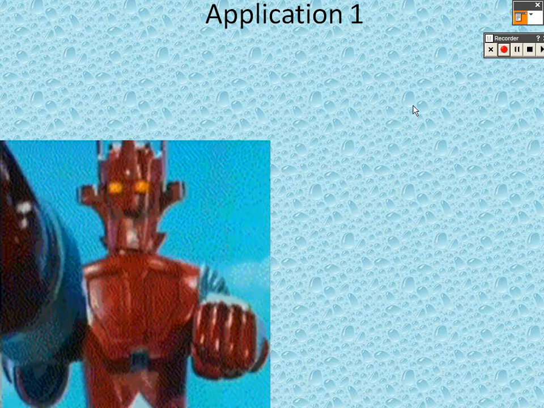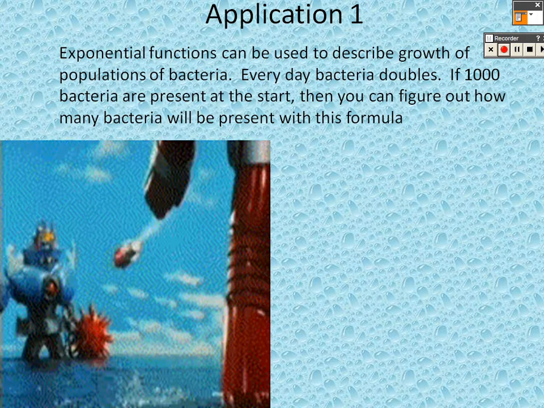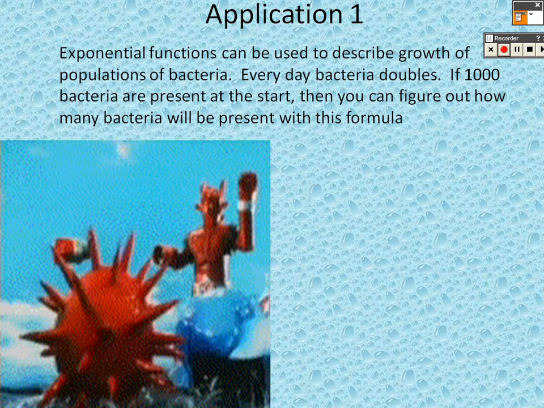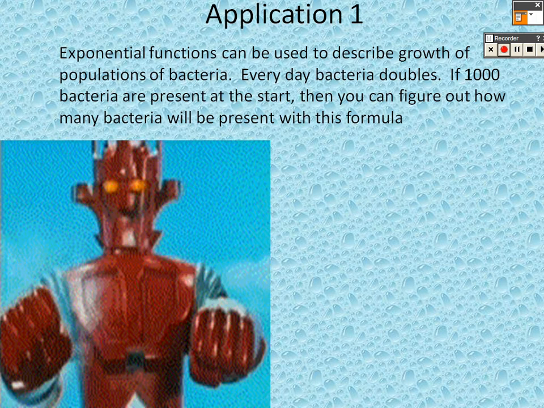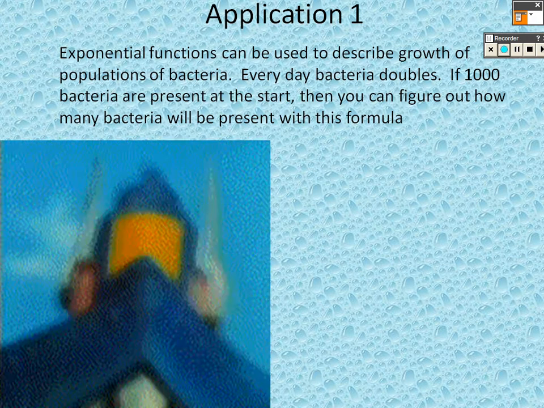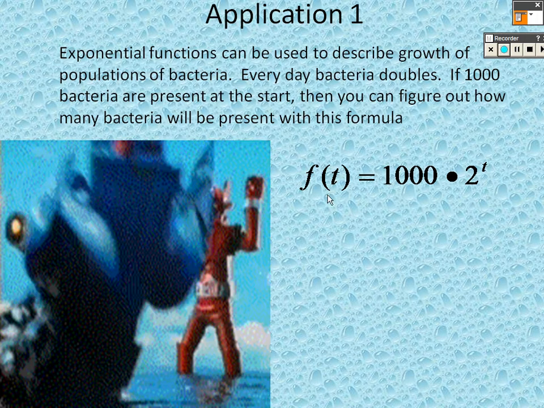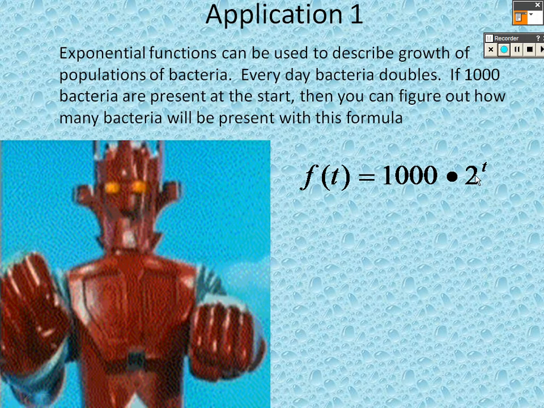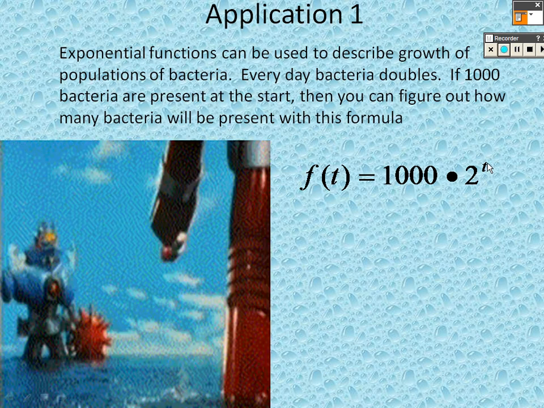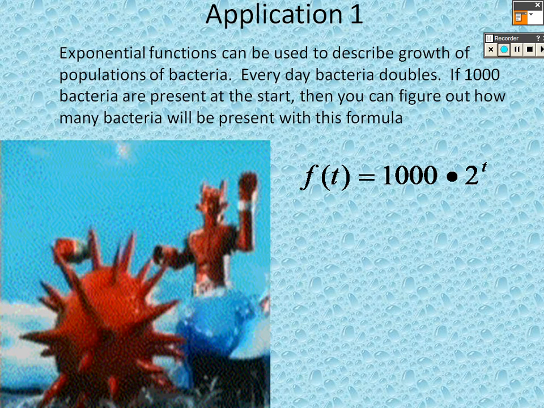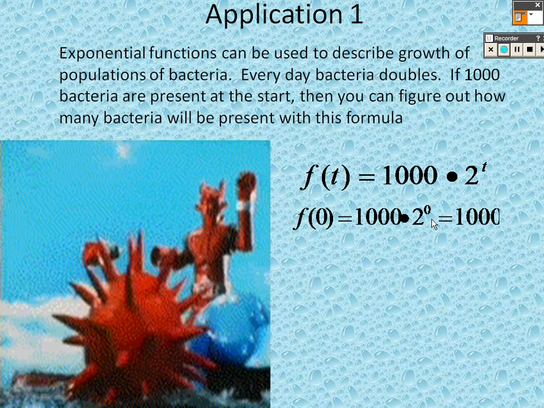You gotta be tough. So exponential functions can be used to describe the growth of a population of bacteria. Every day bacteria doubles. If 1,000 bacteria are present at the start, then you can figure out how many bacteria will be present with a formula that looks like this. You start with 1,000 and then it doubles every, let's say, every day, or growth of bacteria. I guess we don't know what T stands for yet, whether it's hours or days.